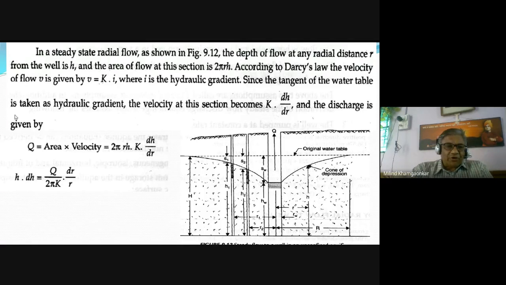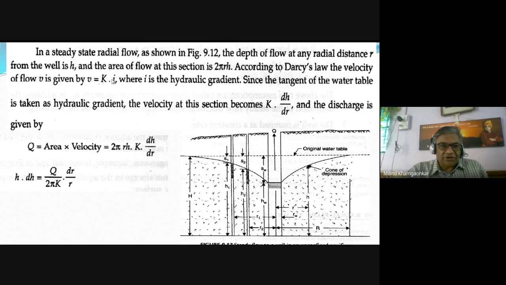Since the tangent of the water table is taken as the hydraulic gradient, हमने assumption में किया है, the velocity at this section becomes k into dh upon dr. ठीक है. यानी ये जो कोन ऑफ डिप्रेशन है, इसको यदि हमने टेंजेंट लिया, तो वो टेंजेंट का जो स्लोप है वो denoted by dh, यानी यदि हमने स्मॉल हॉरिजॉन्टल डिस्टेंस और स्मॉल रेडियस लिए, then it will be dh by dr.